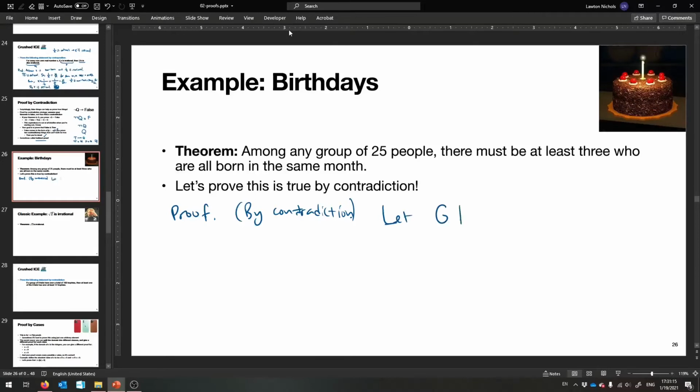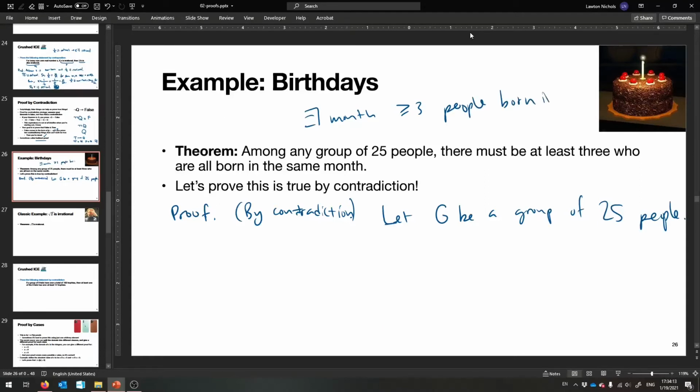So, okay, let G be a group of 25 people. Now this gets a bit interesting because we need to somehow negate this fact. So there must be at least 3 who are all born in the same month. So there exists a month. This is kind of what it's saying. There exists a month such that greater than or equal to 3 people are born in that month. Let's say a month M. Greater than or equal to 3 people are born in M.